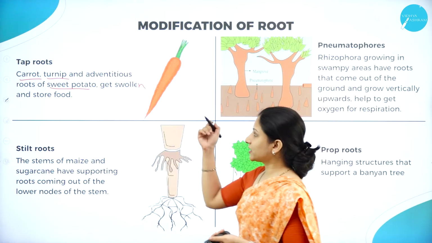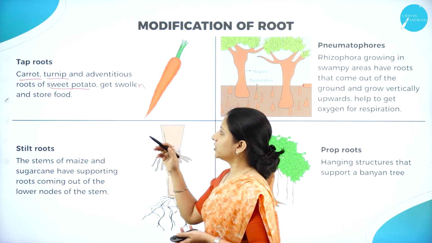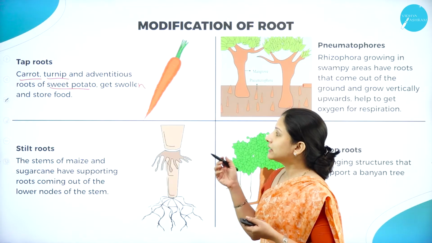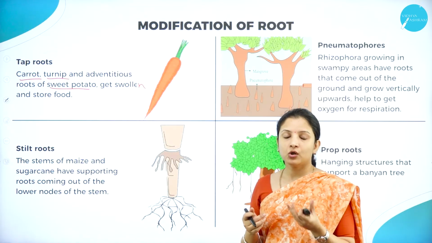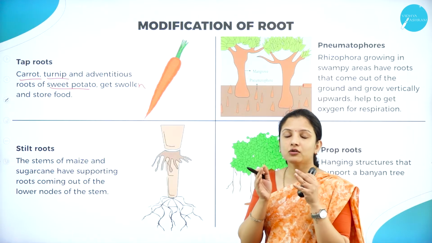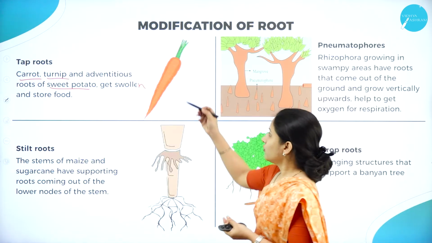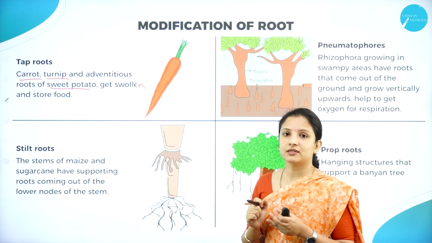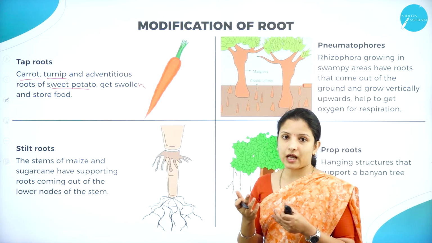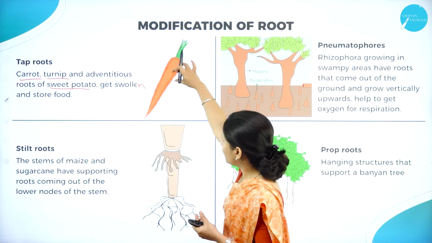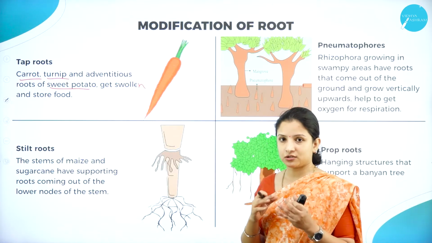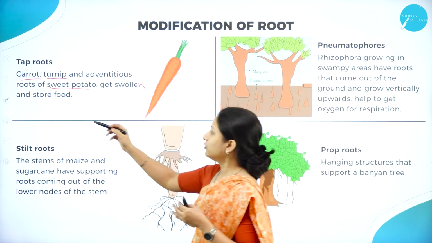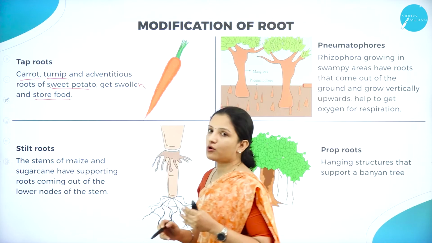Taproots that are present in carrot, turnip, and also adventitious roots that are present in sweet potato, get swollen. Why do they get swollen? In order to store food. Whatever you find in this carrot, the swollen part, is nothing but a modification of the taproot, and it is in this swollen part that the food is stored. So taproots undergo modification in order to store food. This is one of the modifications.